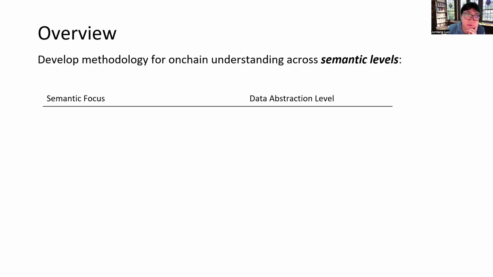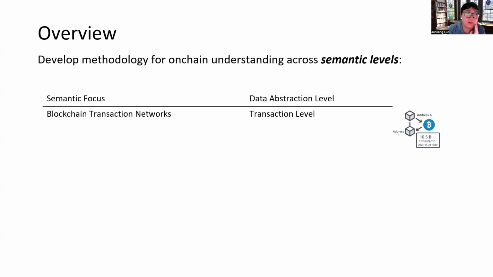In general, the research is about developing methods for on-chain understanding. Given an address, some transactions, or a graph, can you understand what's going on here? It's basically that, and there are multiple semantic levels. By semantic levels we mean the level of data and the level of abstraction. For example, you can have a network, a graph of transactions. That's purely just a graph.